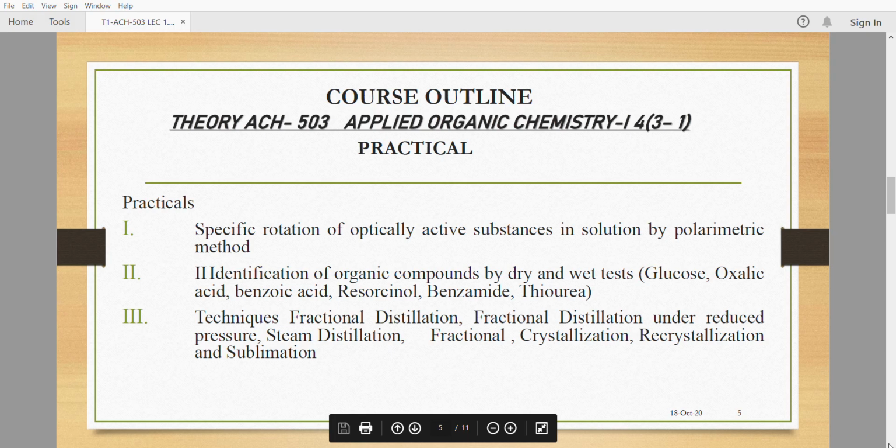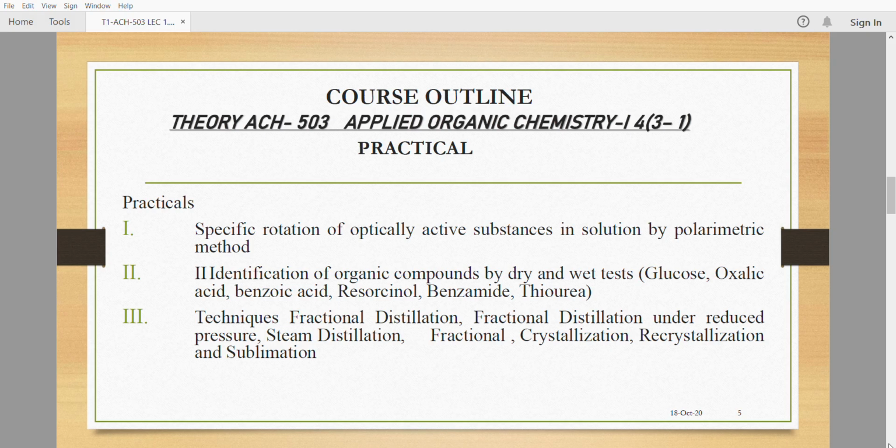Now I want to tell you about the practical. There are three categories. For chirality, specific rotation or optical rotation, you have to use a polarimeter. So the polarimeter will be used to estimate the optical activity of any chiral compound. Then you have to identify organic compounds. You will perform some dry and wet tests.